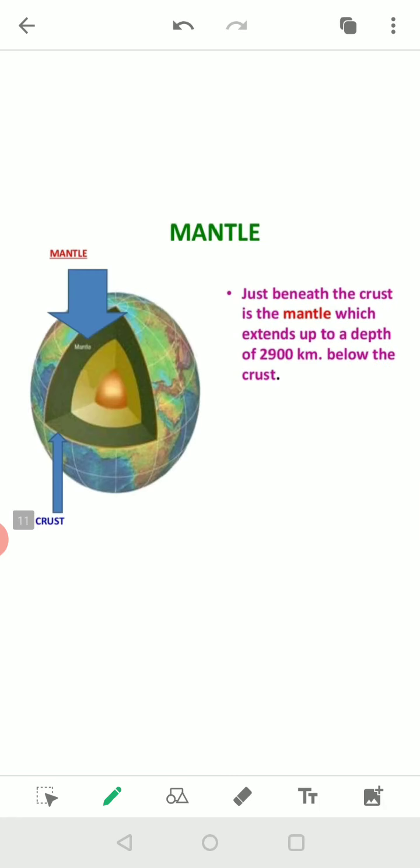Now the mantle. What is the mantle? Which part is known as the mantle? Just beneath the crust is the mantle, which extends to a depth of 2900 kilometers below the crust. Okay, it is below the crust.